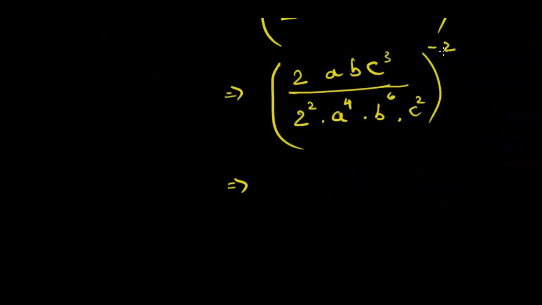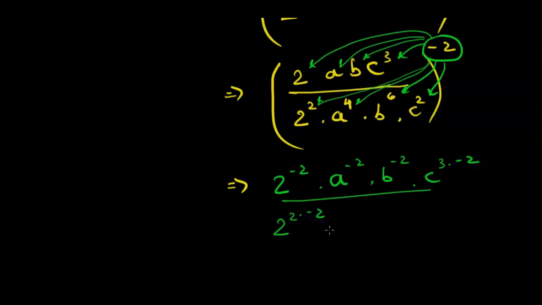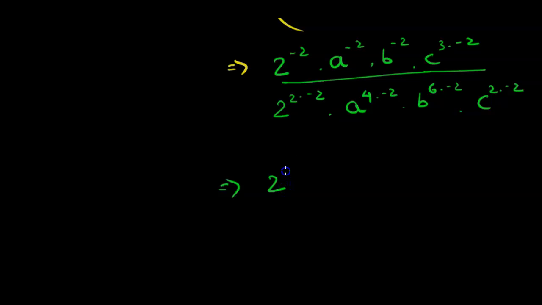Now this -2 is going to be brought on each of these terms inside the bracket, because this -2 is both applicable on the numerator and denominator. So this is going to be brought as a power on each of the numerator and denominator terms. And how is this going to be done is 2 to the power of -2 times a to the power of -2 times b to the power of -2 times c to the power of 3 times -2 over 2 to the power of 2 times -2 times a to the power of 4 times -2, b to the power of 6 times -2, c to the power of 2 times -2. We can simplify this, and this gives us 2 to the power of -2.